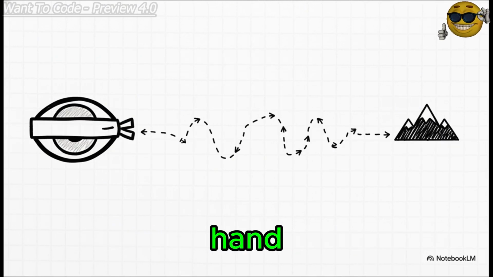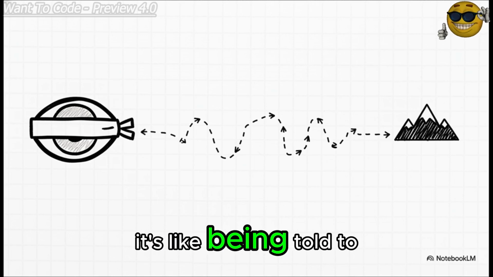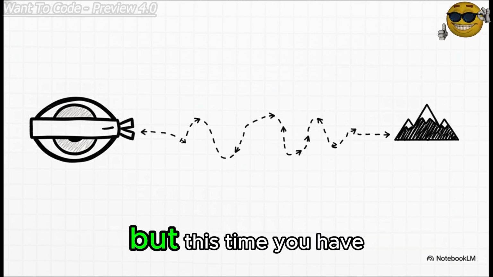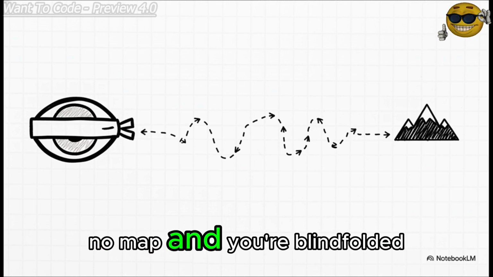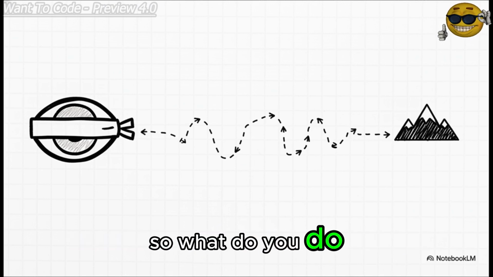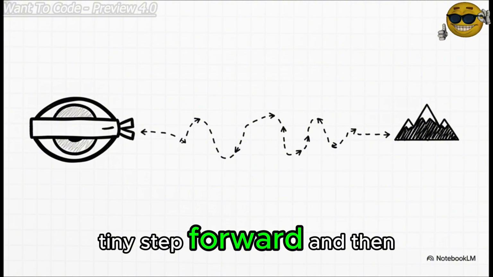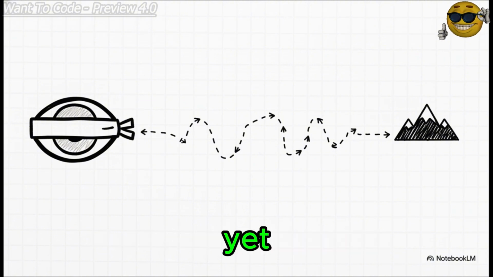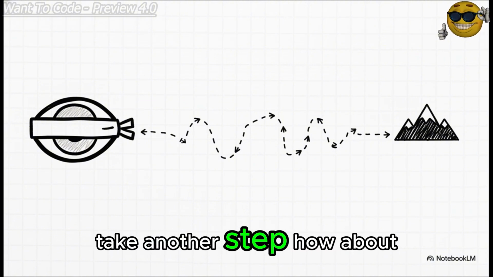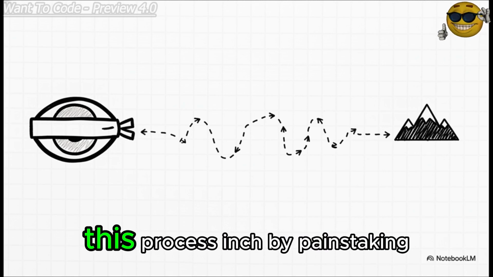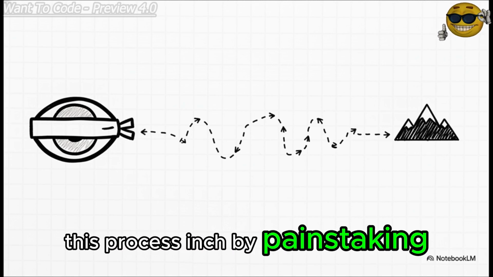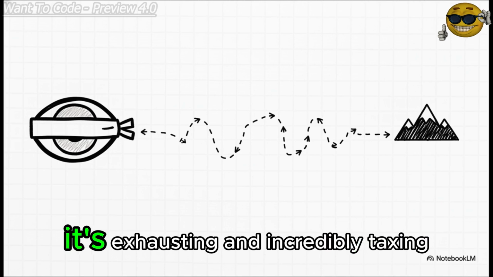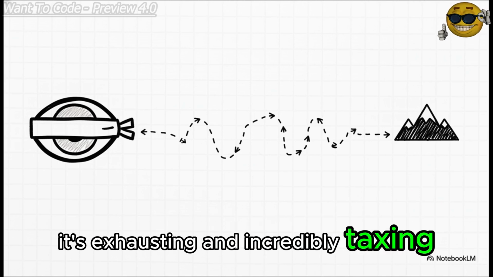Raymarching, on the other hand, oh boy. It's like being told to walk towards that same mountain, but this time you have no map and you're blindfolded. So what do you do? You have to take one tiny step forward and then check. Did I hit the mountain yet? Nope. Okay, take another step. How about now? And you have to repeat this process inch by painstaking inch for the entire journey. It's exhaustive and incredibly taxing.